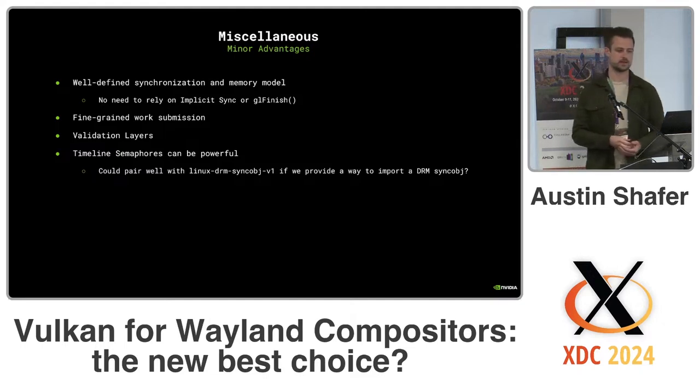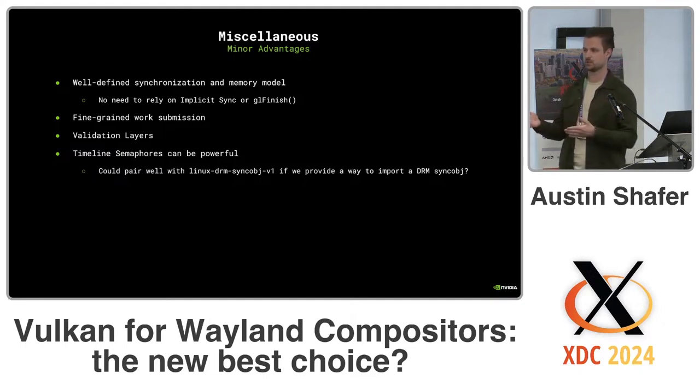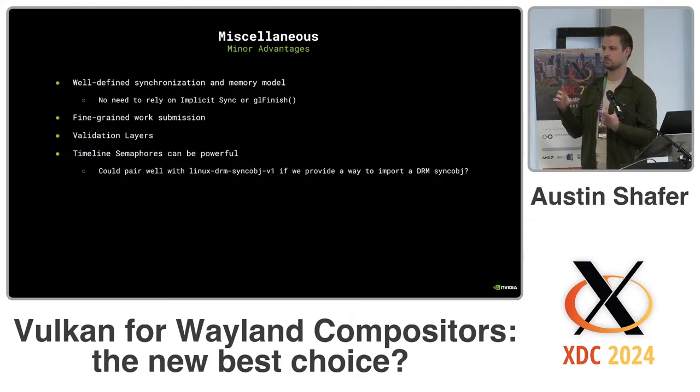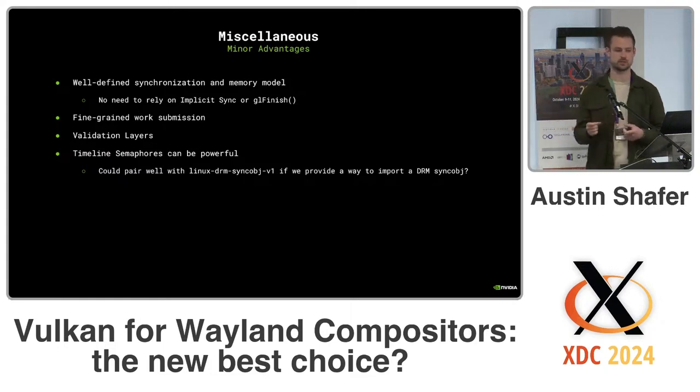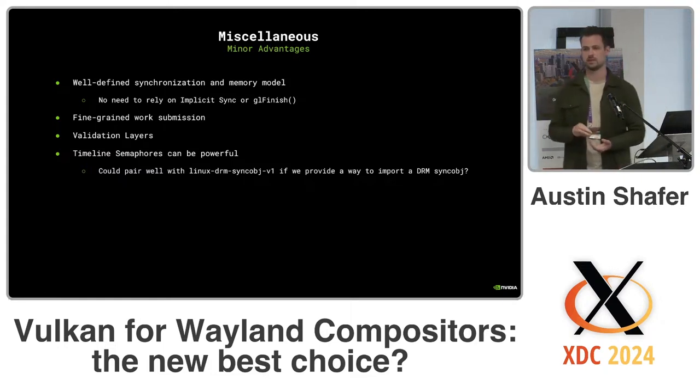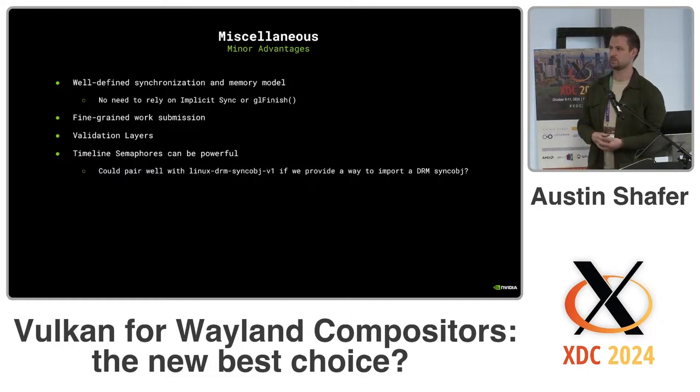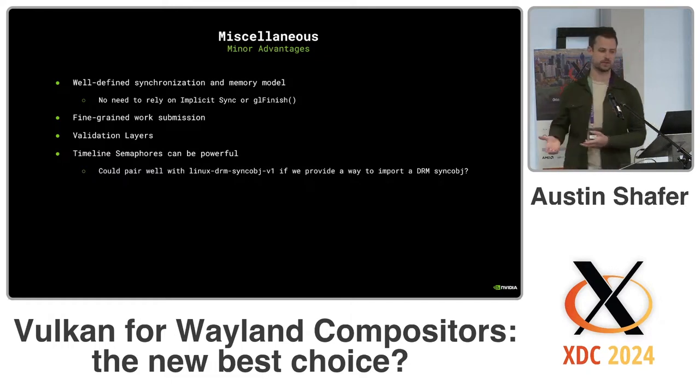There's also fine-grained work submission. On EGL, you just do a EGL create sync, which just synchronizes everything up to that point in the command stream. On Vulkan, you can have much more control over tying signaling operations to specific things within command buffers or specific command buffers. Validation layers are also pretty cool. They catch lots of API usage bugs, so that's a new thing that you get with Vulkan.